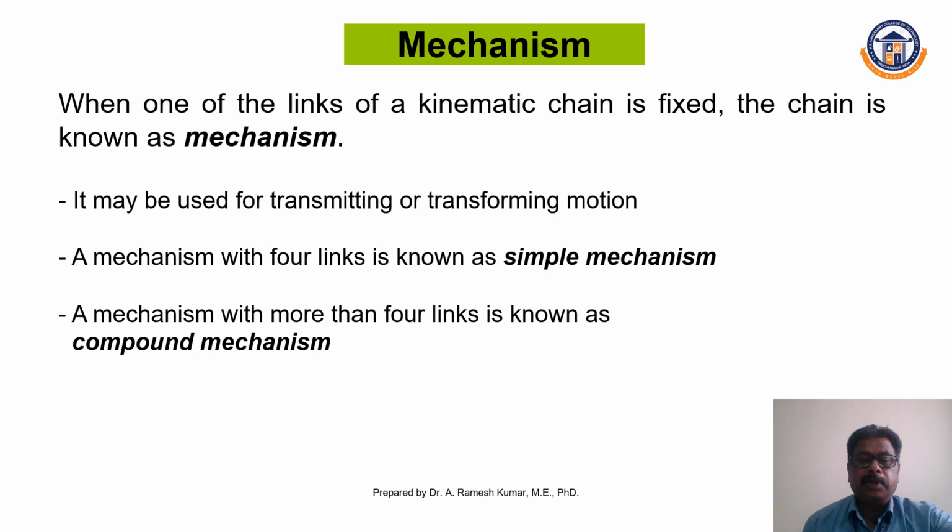Coming to mechanism: when one of the links of a kinematic chain is fixed, the chain is known as a mechanism. It may be used for transmitting or transforming motion. A mechanism with 4 links is known as a simple mechanism. A mechanism with more than 4 links is known as a compound mechanism. So with this, the introduction to simple mechanism is over.